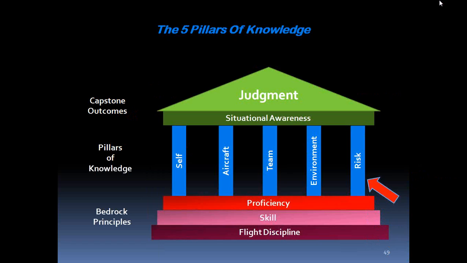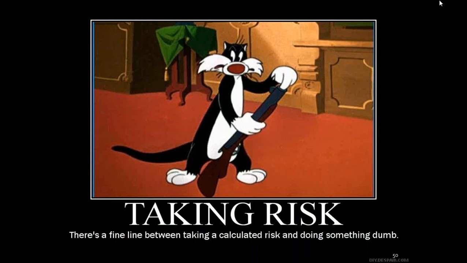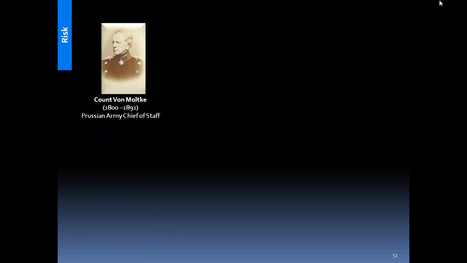All right, let's look at the last pillar of knowledge, risk. I think this tagline here is great: there's a fine line between taking a calculated risk and doing something dumb. And that fine line is awful hard to see and keep in focus. It's real easy to not recognize when we've stepped over that fine line, and now we're doing something really dumb. And notice that this tagline says calculated risk. In other words, we knew the risk was there, we calculated our chances, and we took the risk. So a very, very thin line there between doing something dumb and taking that risk.